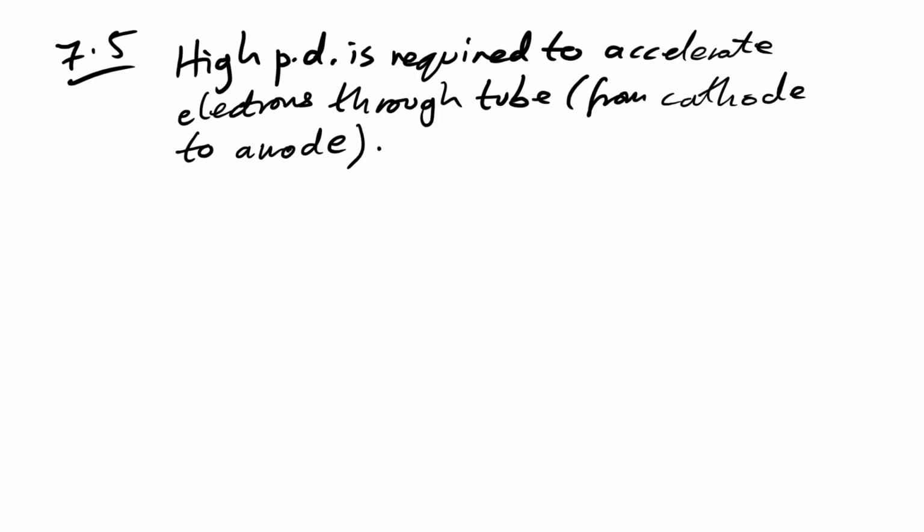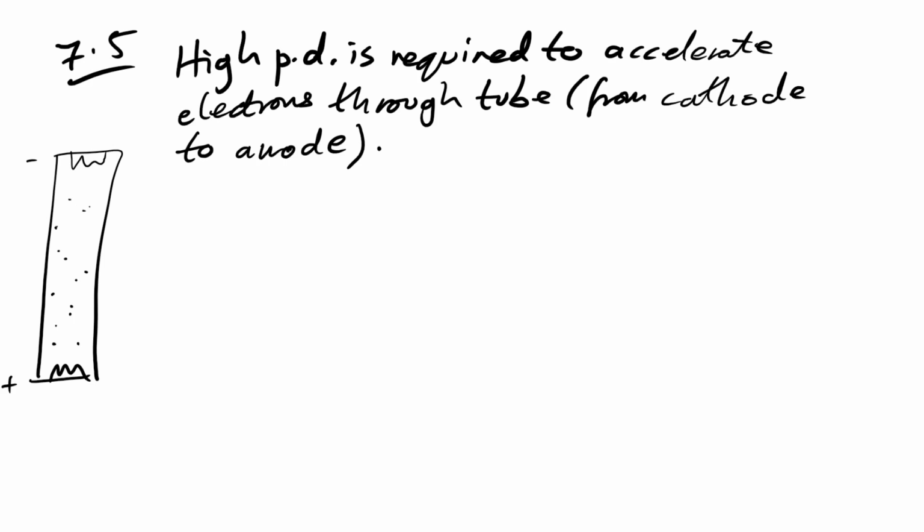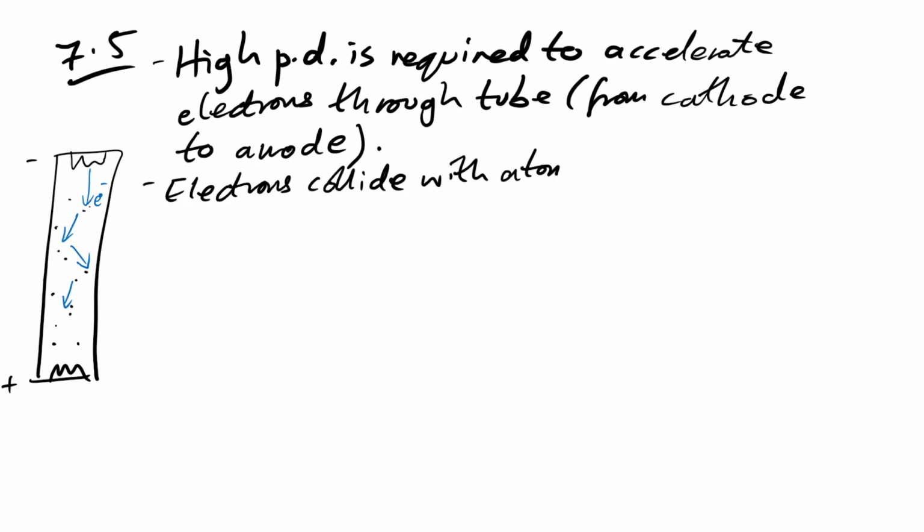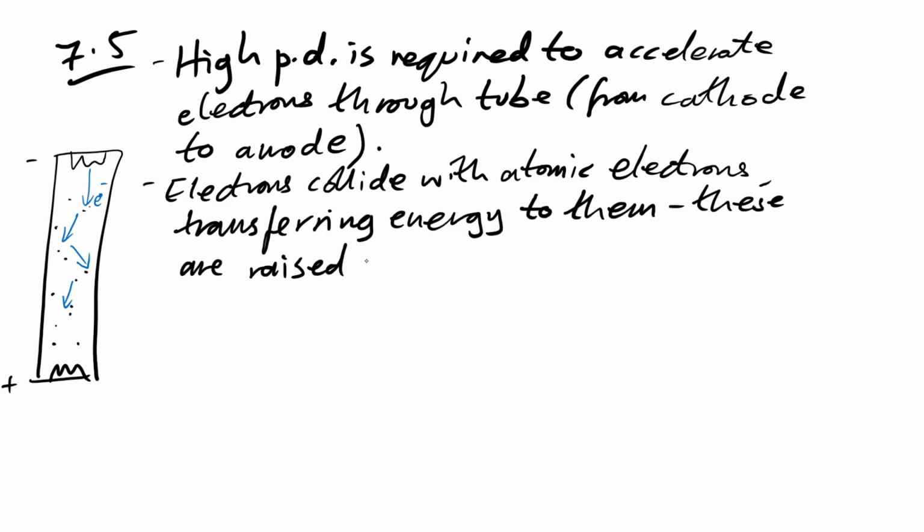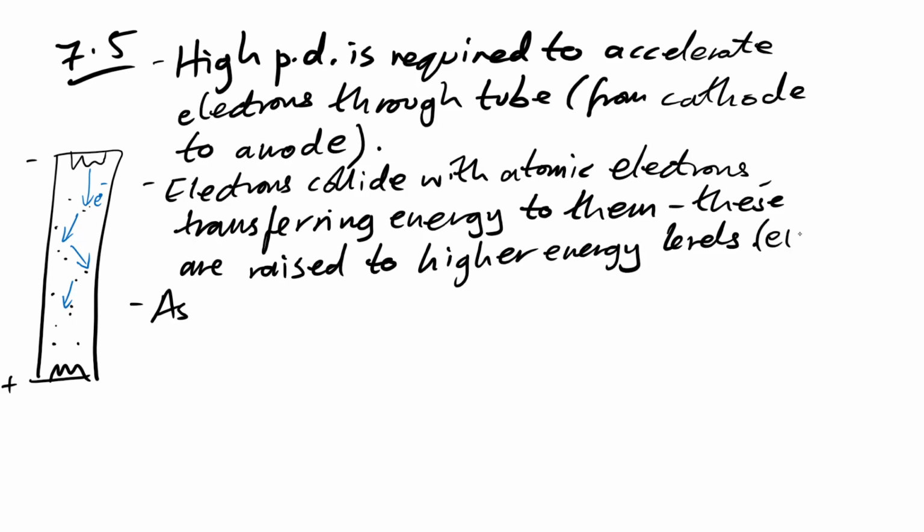So why is this? Why do we need electrons to move? Well, if we have a discharge tube here, we have a cathode here, anode here, we have our gas atoms in here, an electron needs to barrel its way through and bash off and provide energy to the electrons in the gas particles in order for the discharge tube to work. So let's talk about that. Electrons collide with atomic electrons, transferring energy to them. These are raised to higher energy levels, and we could say excited.